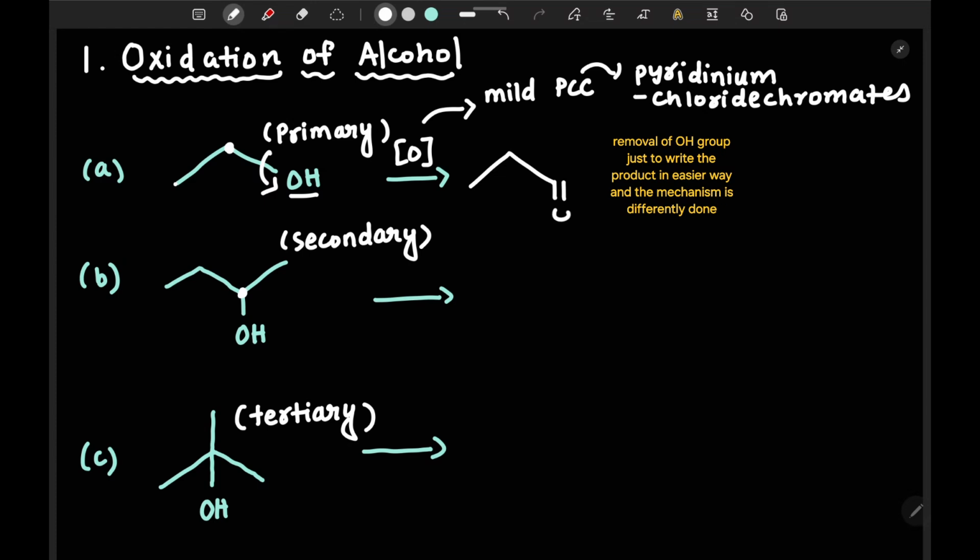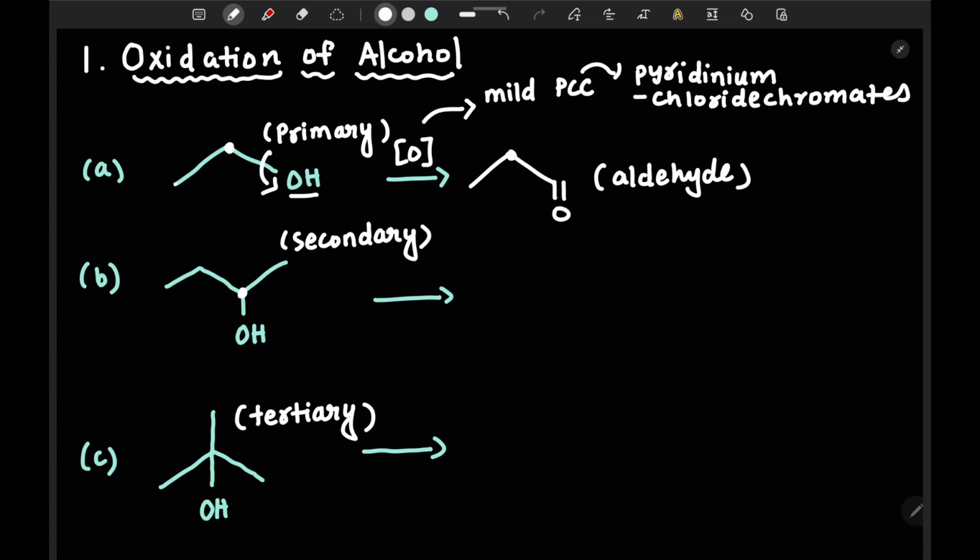So basically what happens for a primary alcohol is we take the group, we remove the OH group, and then we just add a double bond O. You don't need to know the mechanism, it's a very long process and it will never be important for you ever in your exams. You should remember this. And this is an aldehyde, as I told before, because one side it has a carbon atom, another side it has an H.